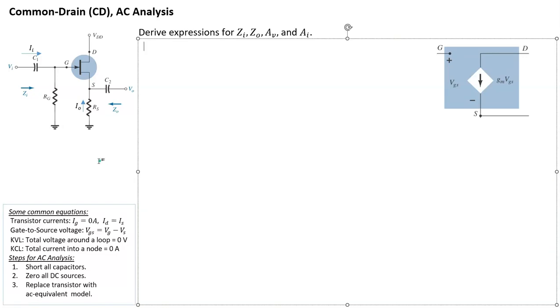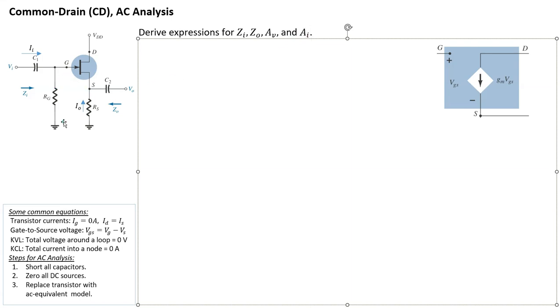Hi, in this video, we're going to analyze this circuit over here. This is a common drain JFET based amplifier. The input feeds into the gate, and the output comes out from the source. Now we're going to derive expressions for Zi, the input impedance seen from VI, the output impedance seen from VO, the voltage gain, and the current gain of the circuit.